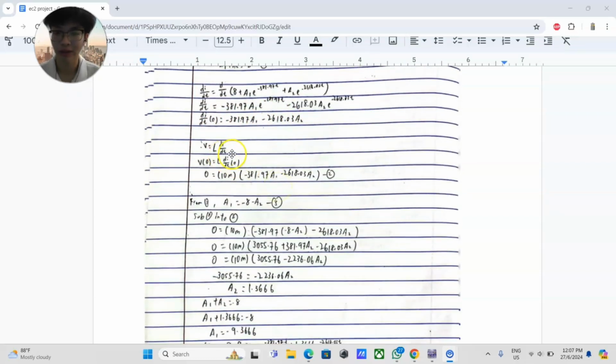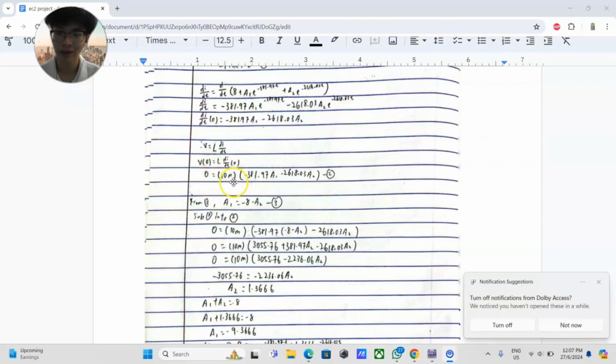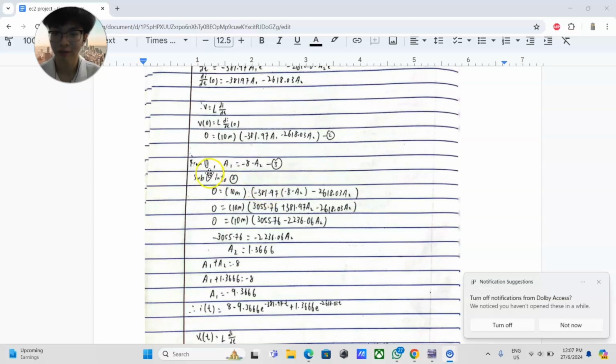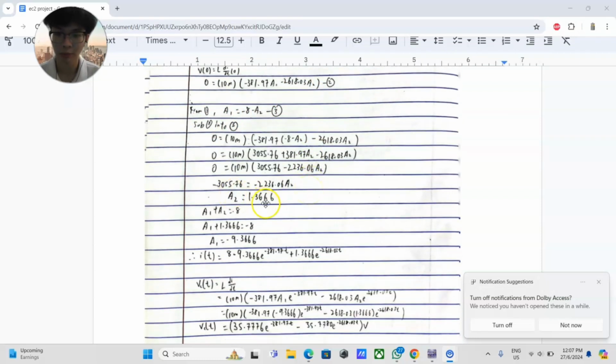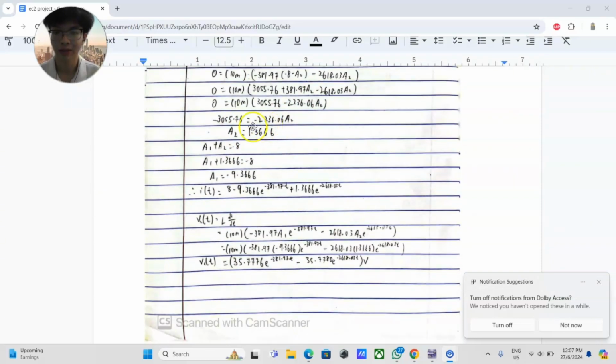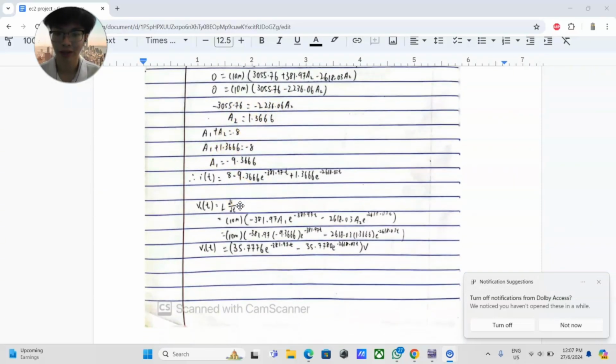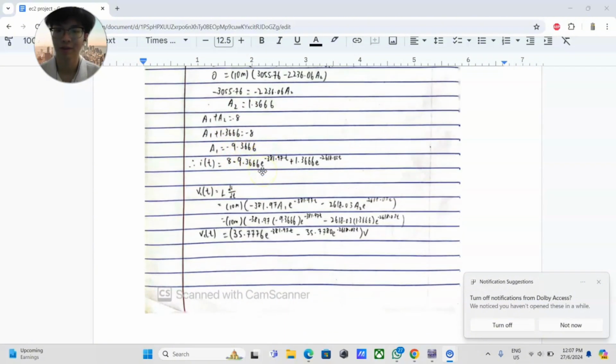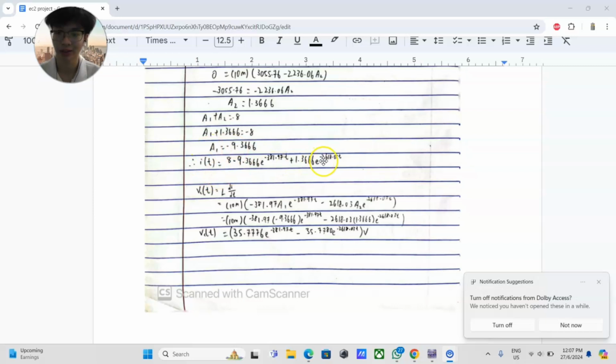V is equal to L di/dt. We substitute the values we got, and V0 is equal to 0, so 0 equals 10 mH times the answer from here. From the first equation, A1 equals negative 8 minus A2, and we substitute this in and find A2 is equal to 1.3666, and then A1 is equal to negative 9.3666. After that, we substitute the values into the i(t) equation.